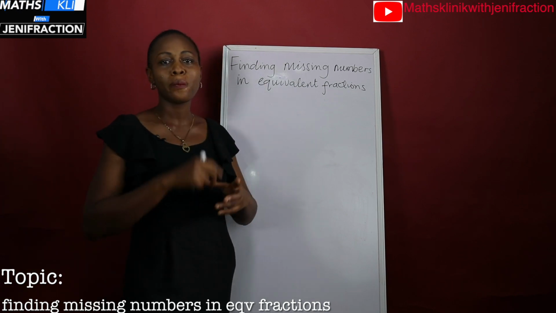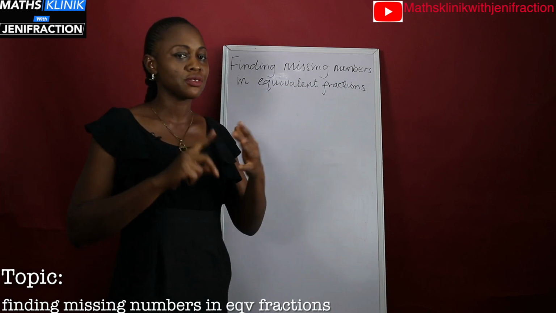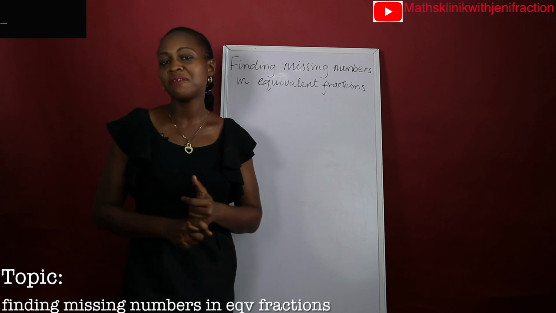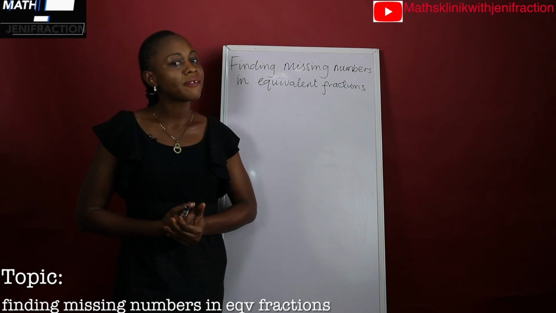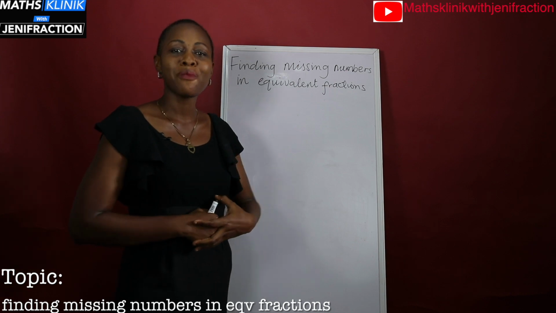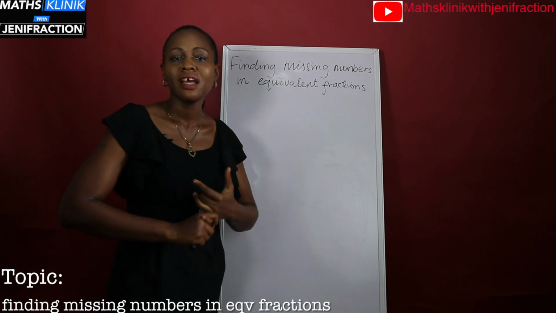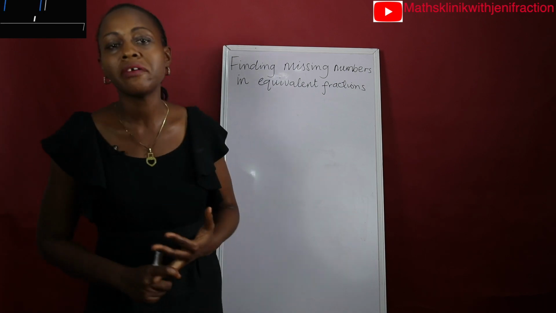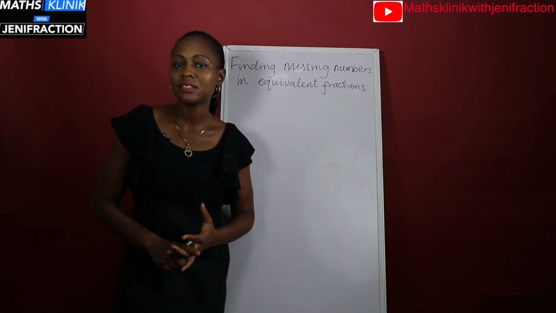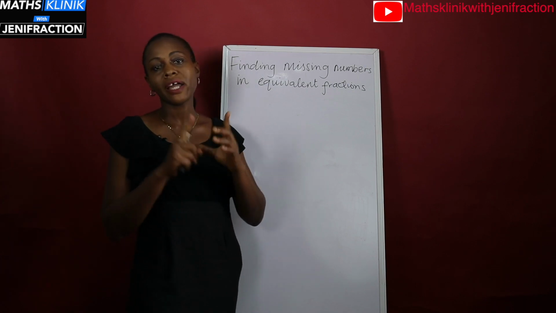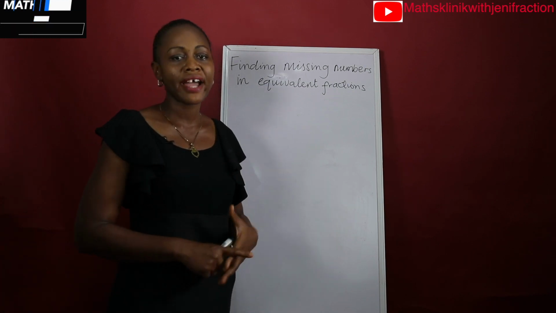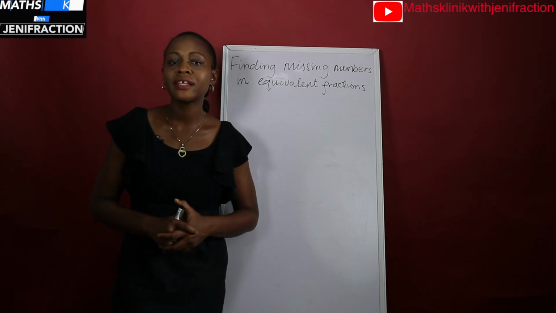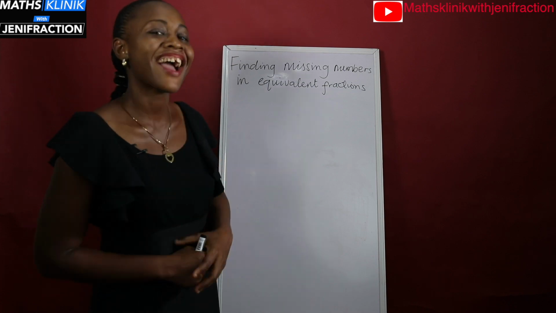That is two operations. The first step is to divide. If your missing number is the numerator, you divide the denominators. After dividing, you then multiply. I'll repeat again. The first step, you divide. If your missing number is a numerator, you divide your denominators. And if your missing number is a denominator, you divide the numerators. And after dividing, you then multiply. Let's take our examples.